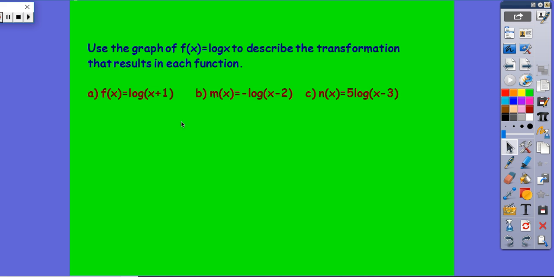And this is the last thing we're going to look at, is our transformations of these functions. So remember, if it's inside the parentheses and it's added, it's going to move it left or right, opposite of what we think. So it's a positive 1, so it's going to move it to the left 1.